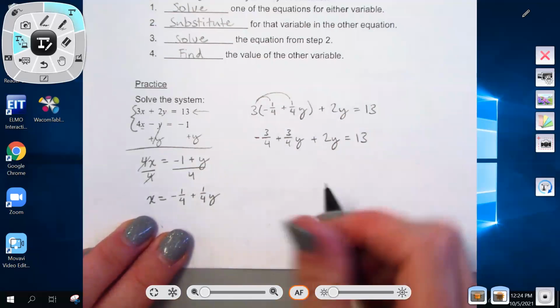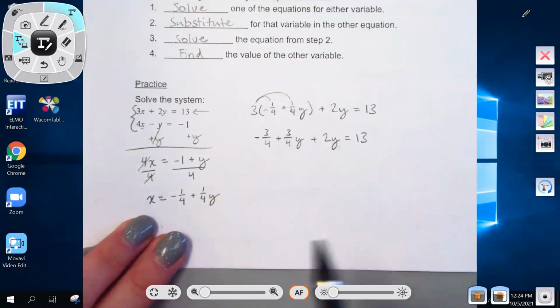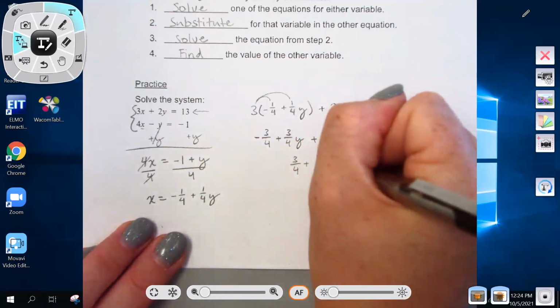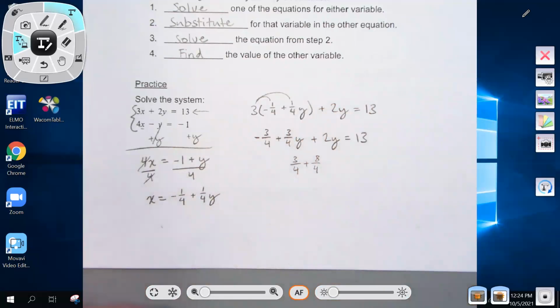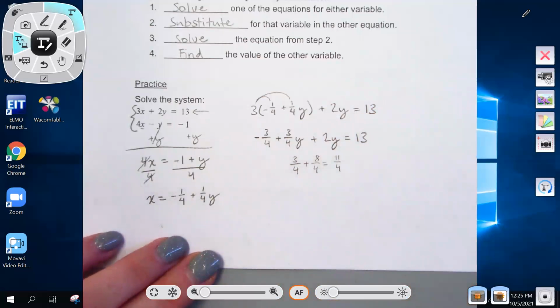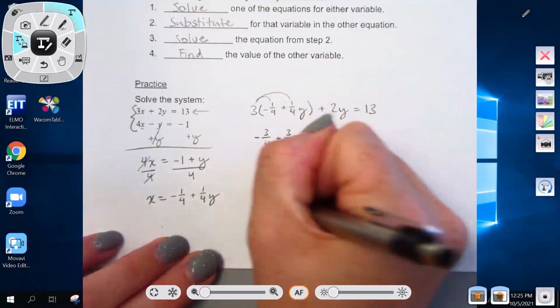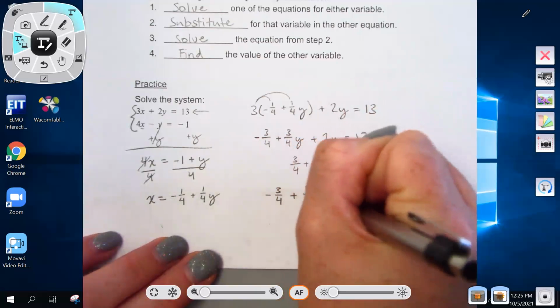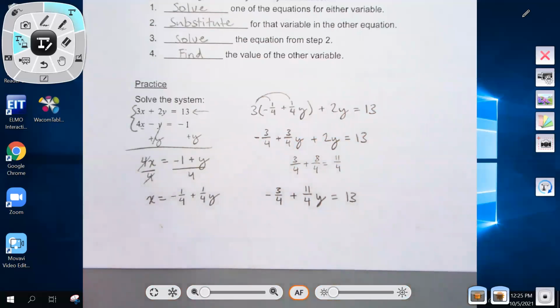But now we need to add 3/4 Y plus 2Y. Just a little scratch work here. 3/4 plus 2, I can write 2 as 8/4. So that now they have the same denominator and I can get 11/4. Okay, so that was scratch work. We have negative 3/4 plus 11/4 Y equals 13. This is way more complicated than if we had done it the other way, but that's okay. It's good practice.